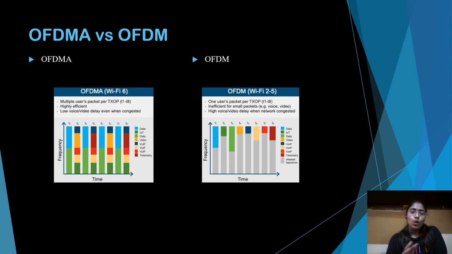These are the differences between OFDM and OFDMA. OFDMA has multiple users' packets per TXOP, is highly efficient, and has low voice or video delay even when congested. OFDM is used in Wi-Fi 2 to Wi-Fi 5. It is one user packet per TXOP, inefficient for small packets, with high voice or video delay when the network is congested. Here you see multiple users, where the data is divided into small packets, when we compare the frequency and time graph of both OFDMA and OFDM.